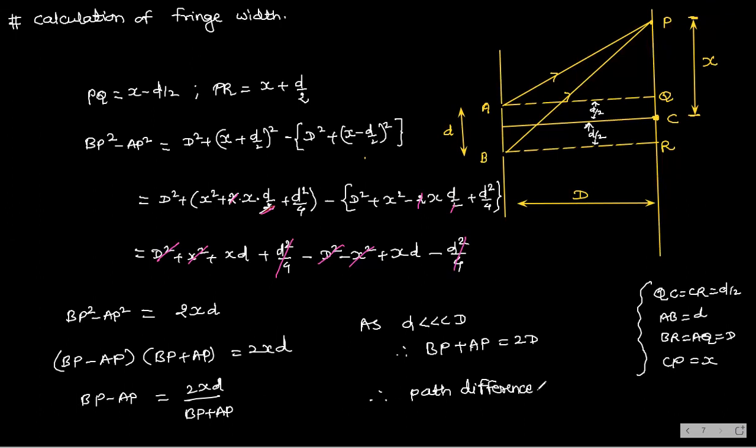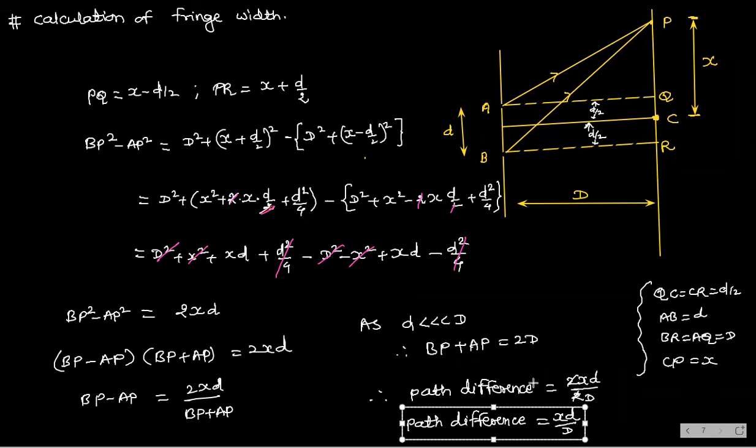This is bp minus ap is equal to 2xd divided by 2D, and therefore this 2 and 2 will get cancelled. So what is the formula? Path difference is equal to xd by capital D. Understood? ये है आपका formula for path difference. Is that clear? Okay. Understood? Very good. Right. Do it fast.